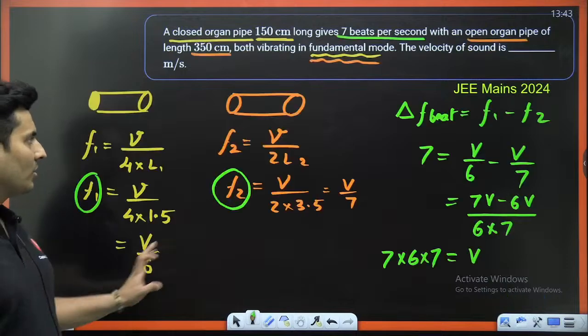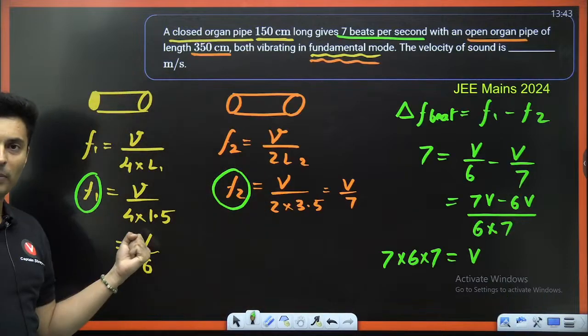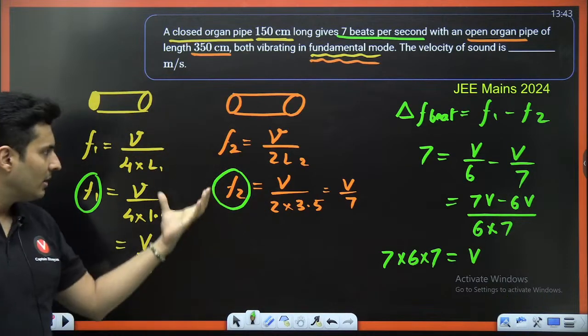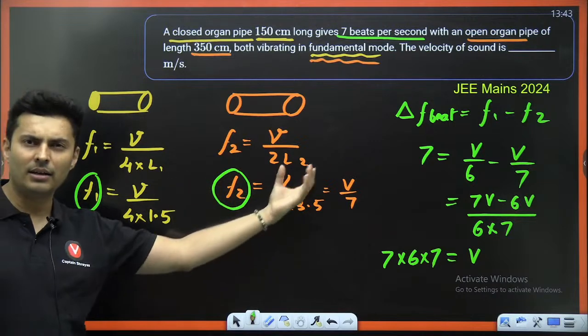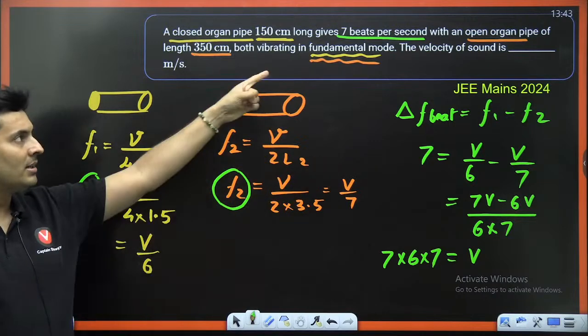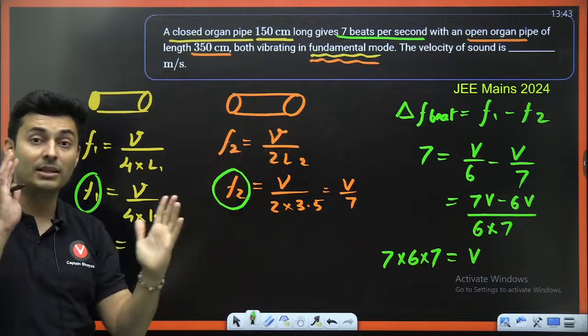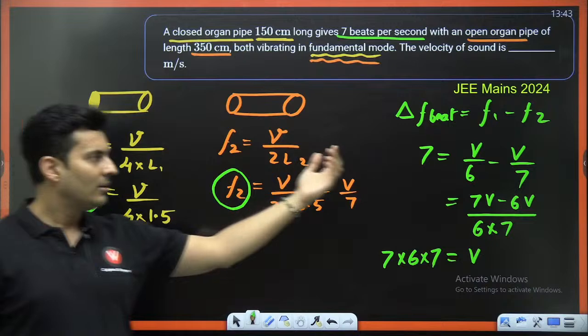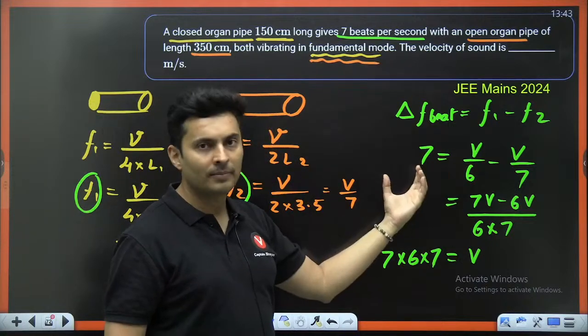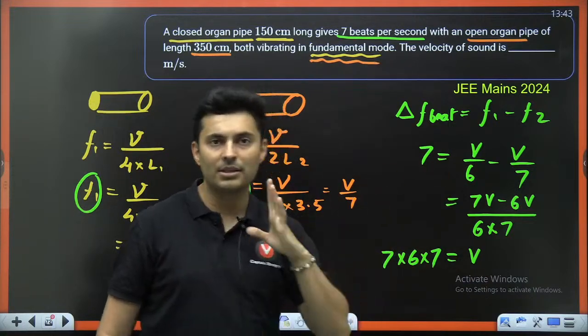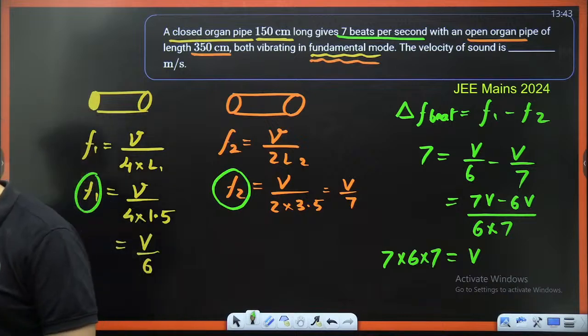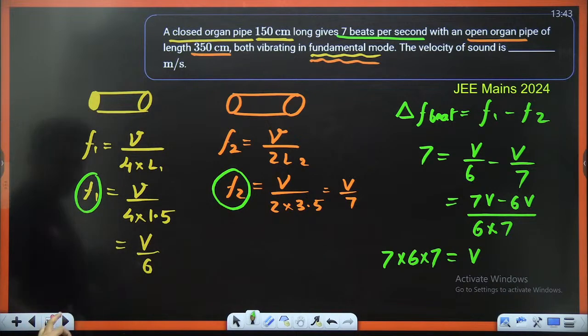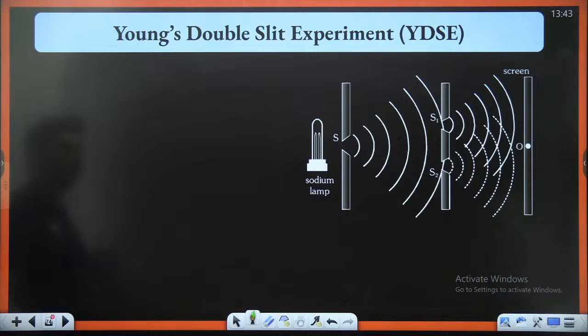Everybody understood how to solve this question? Solve for open pipe and closed pipe separately. Their fundamental frequencies you will get in terms of V. It is mentioned that the beat frequency is 7, that means the difference of the frequencies is 7. So subtract this with this. When you subtract, the answer should be 7. Solving a simple equation, you will get the speed. Yes, Supriya, after the mains, we'll have advanced sessions, not before that.